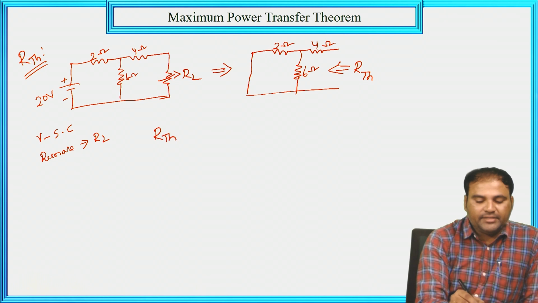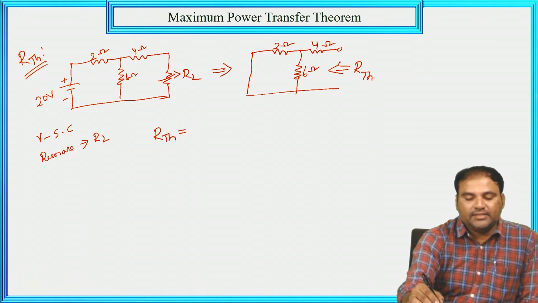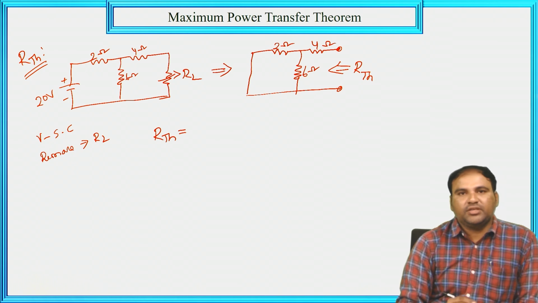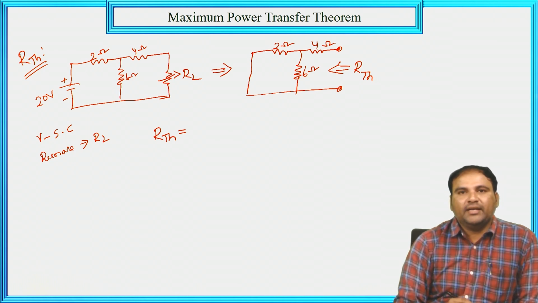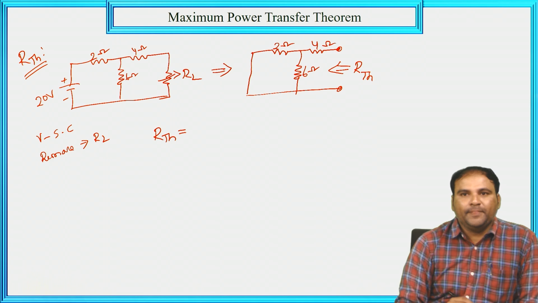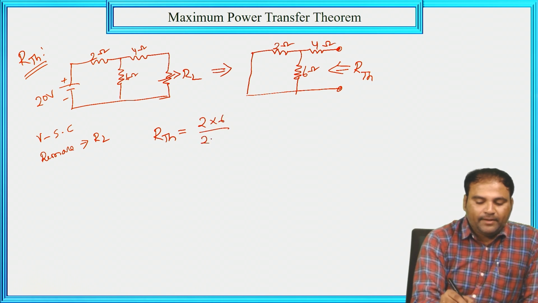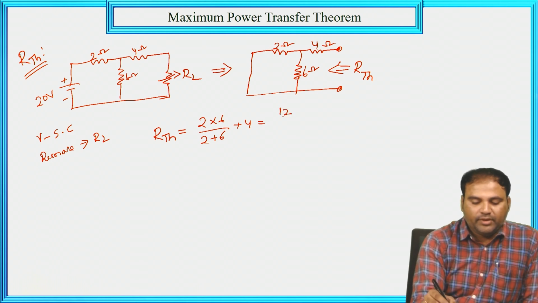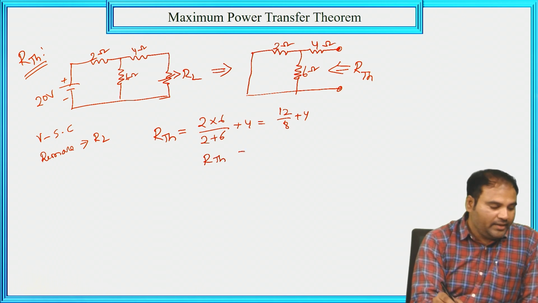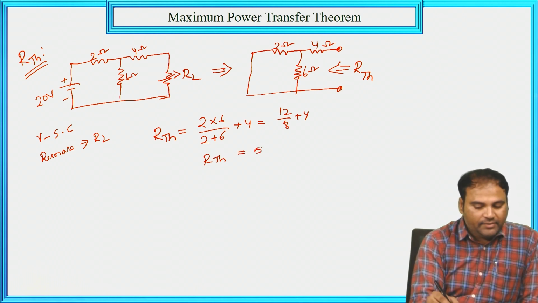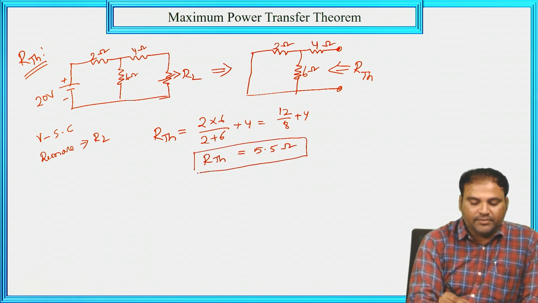So RTH equal to, on this side we need to calculate the RTH, so we have to start from the opposite side. 2 ohm and 6 ohm, these two are connected in parallel. This parallel combination is in series with 4, meaning 2 into 6 by 2 plus 6, plus 4, that equals 12 by 8 plus 4. Then RTH we get is 5.5 ohm. This is the RTH value.